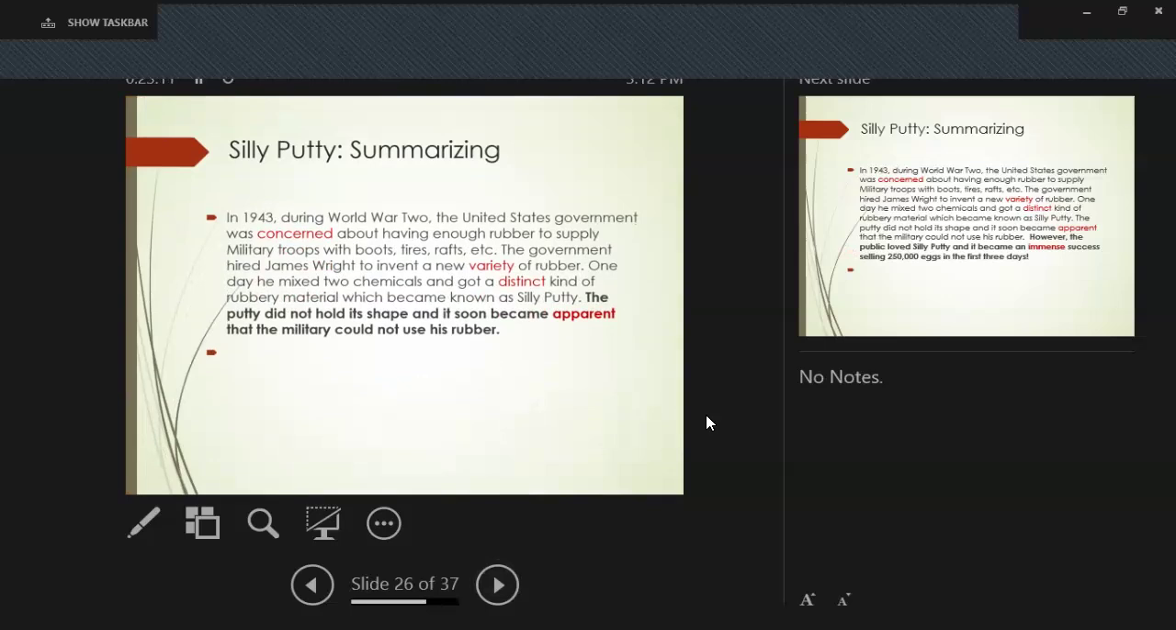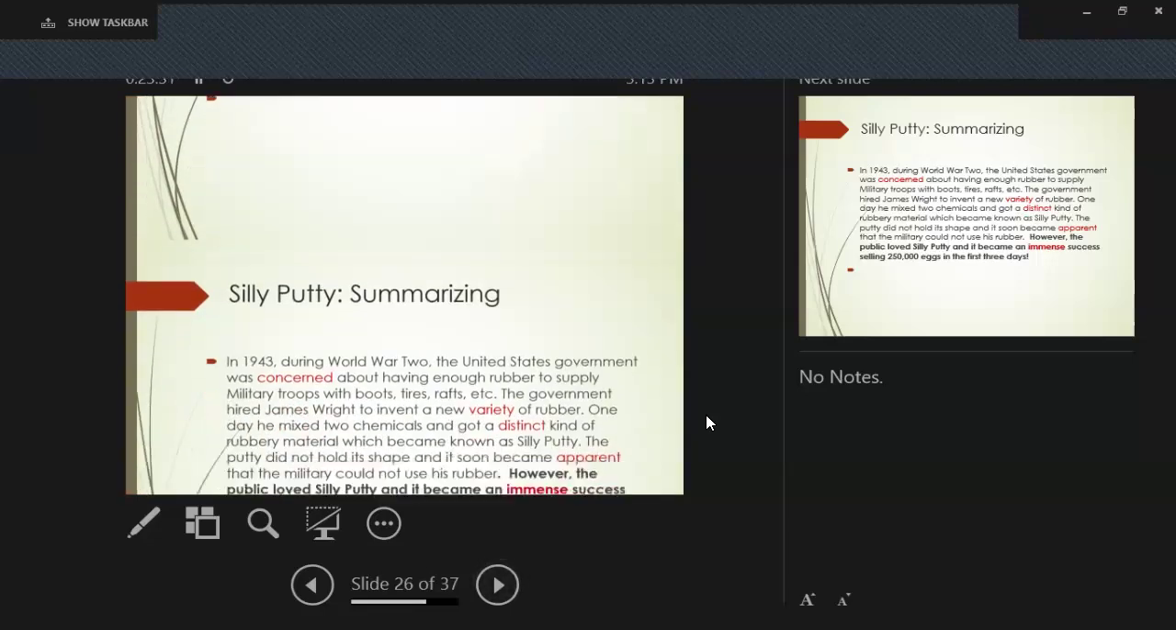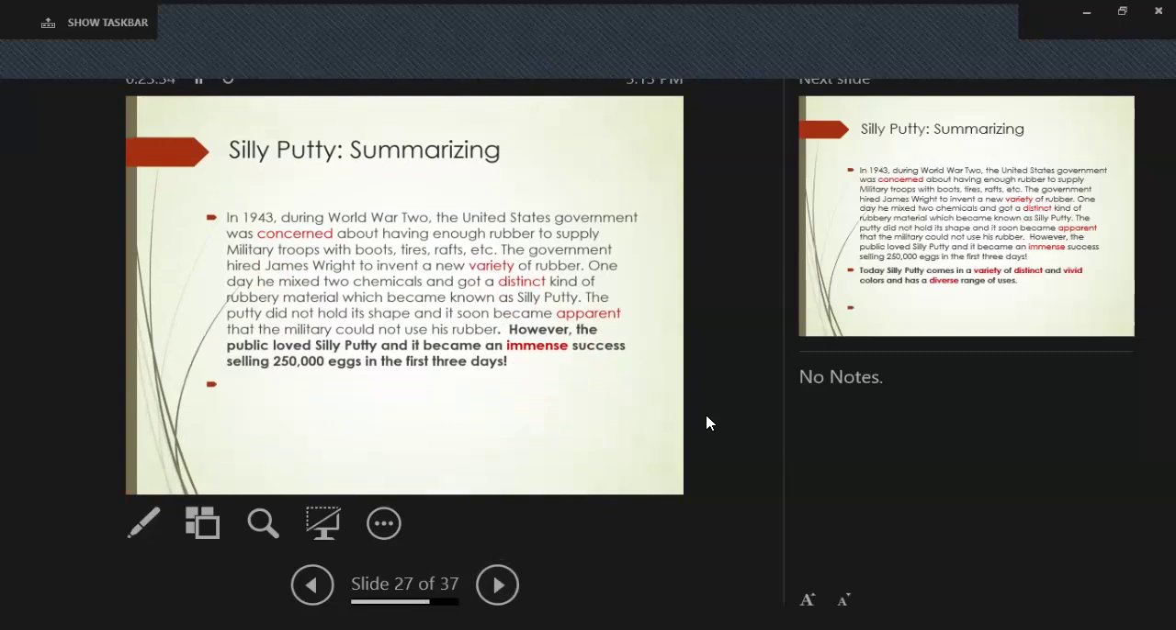The putty did not hold its shape, and it soon became apparent that the military couldn't use the rubber. What does apparent mean? It's on your vocabulary list. What does it mean? True. It means true. Silly putty could not be used by the government. It didn't work. However, the public loved silly putty, and it became an immense success, selling 250,000 eggs in the first 3 days. What does immense mean? Huge. It was a huge success. I would love to make $250,000 in 3 days, even in today's money. It was a huge success.